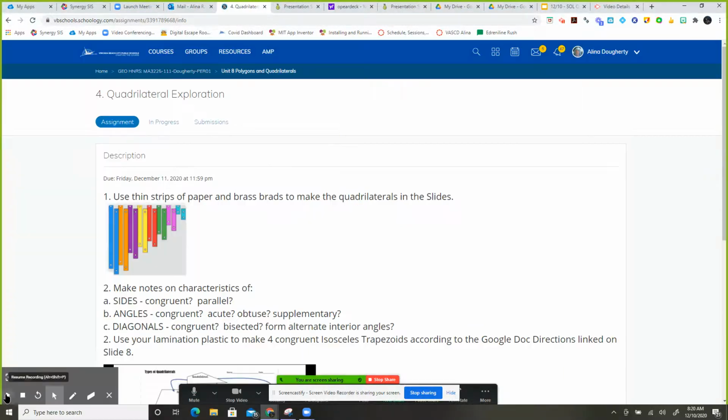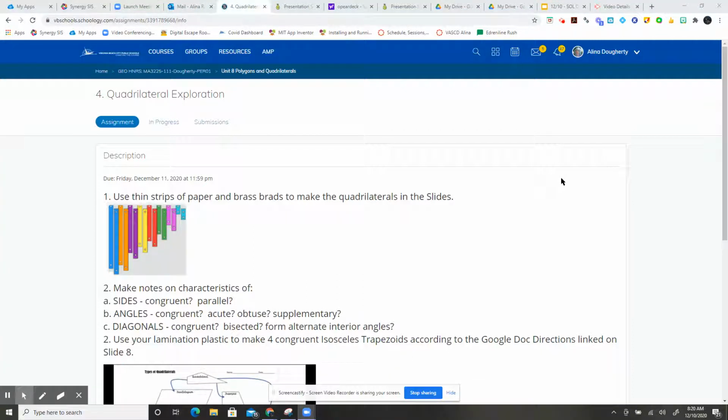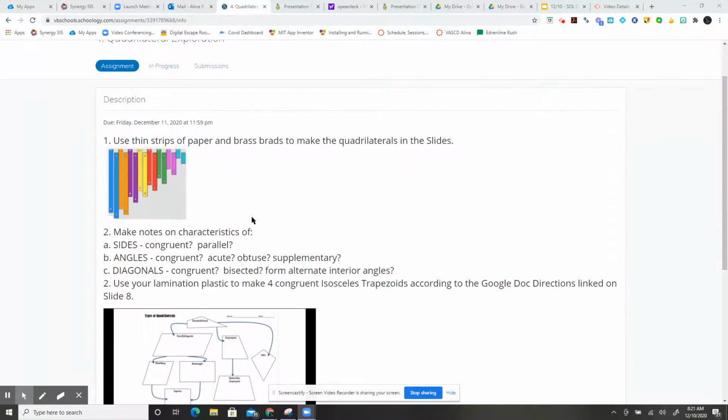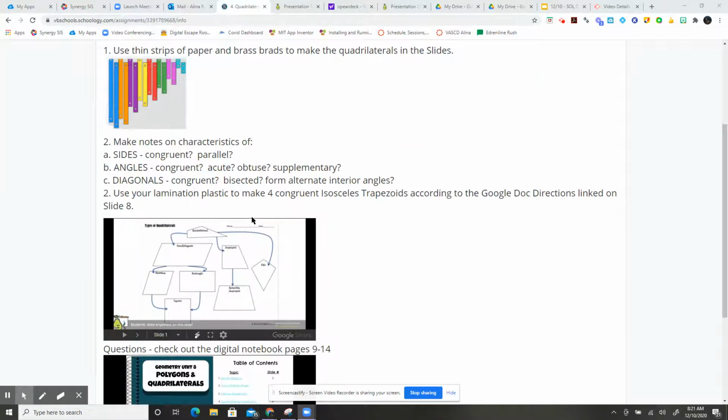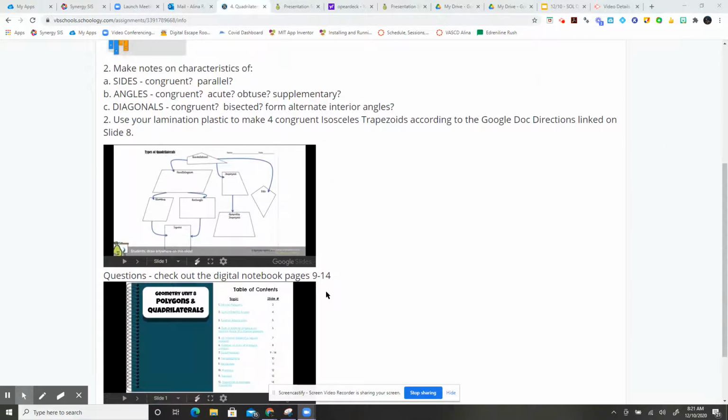Feel like that took a second, just so that we can kind of play with that, right? So your pieces of paper should go together, and if you stick the brads in through the holes, you should be able to kind of create some of your shapes, right? So you're going to use the thin strips of paper and the brass brads to make quadrilaterals in the slides. You're going to make notes on the characteristics of the sides, the angles, and the diagonals.